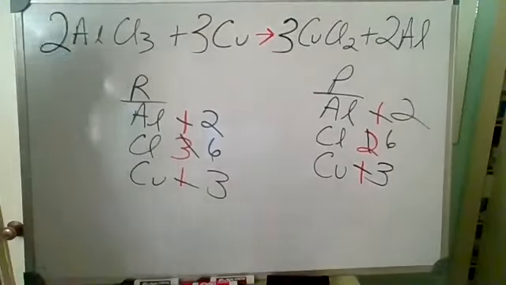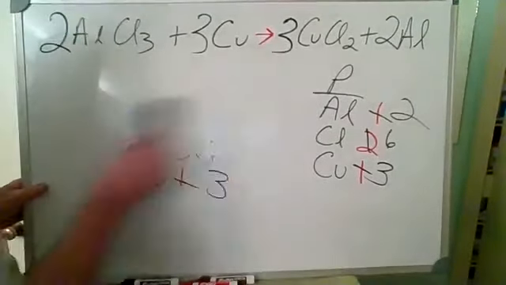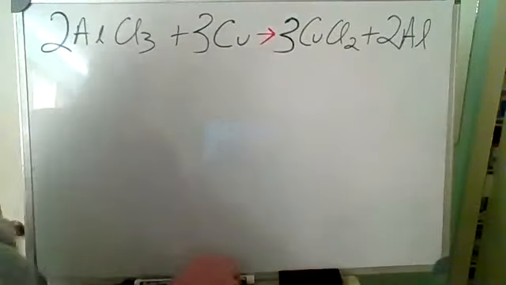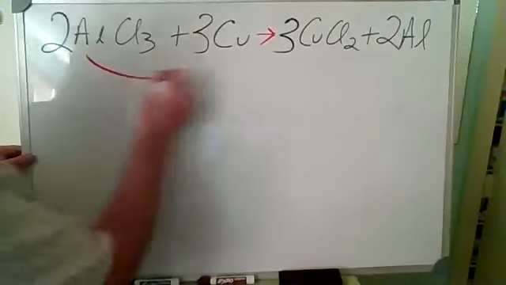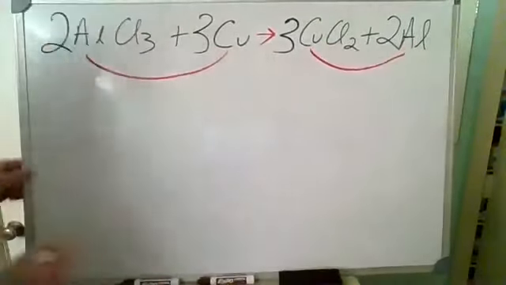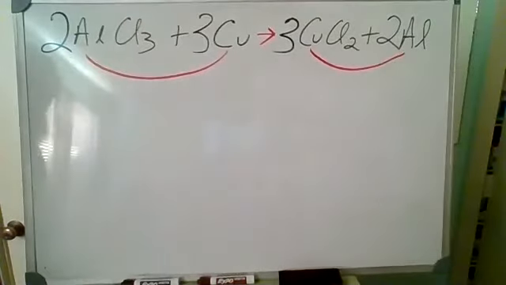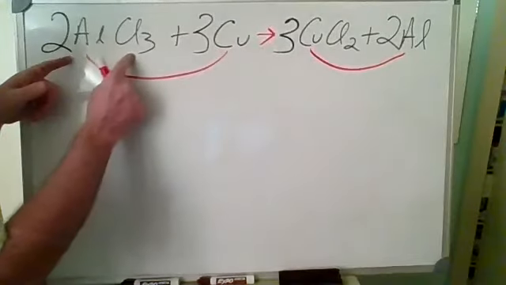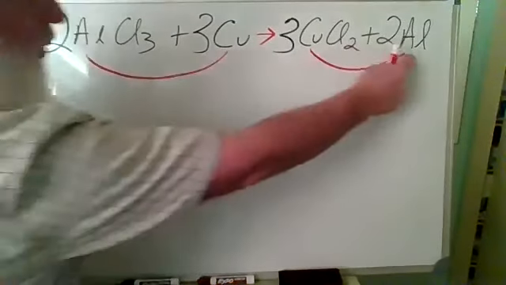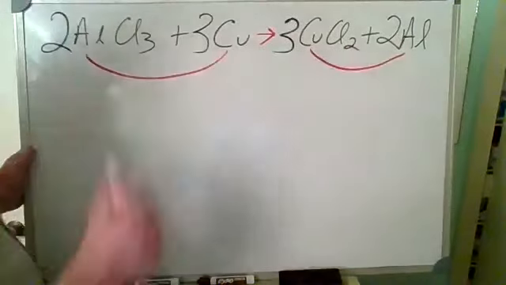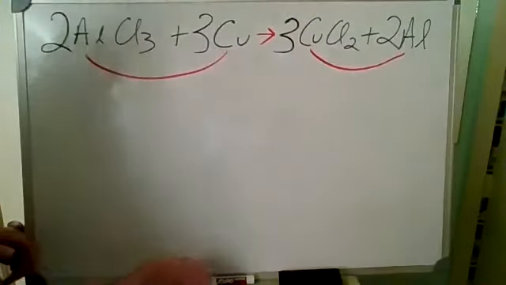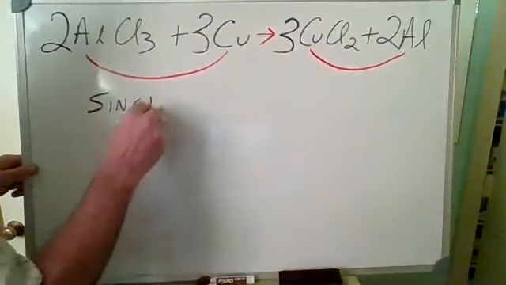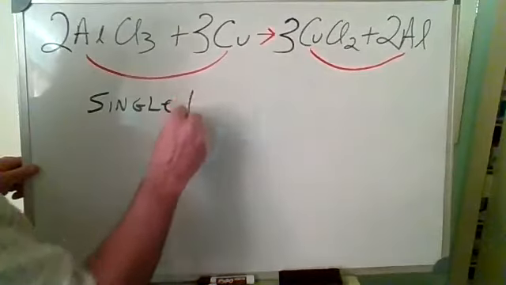Okay, now it's also another type of reaction that we haven't seen yet. So let's take a look at what's going on here. The aluminum and the copper have traded places, right? Here, the copper is by itself, the aluminum is with the chlorine. Over here, the aluminum is by itself and the copper is with the chlorine. So this is what's called a single displacement or single substitution.